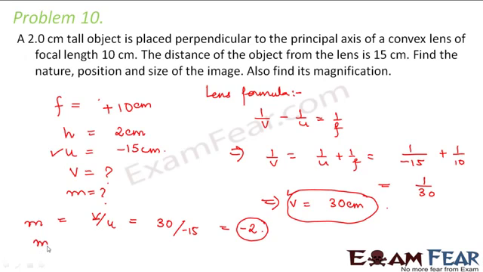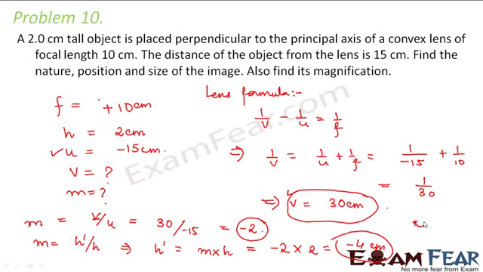Now using this we can find out the height of the image. So height of the image h dash becomes equal to magnification into height of the object. That is equal to minus 2 into 2 centimeters, that is minus 4 centimeters. So the size of the image is 4 centimeters and the nature of the image is real and inverted. So what kind of image is formed? Real, inverted, enlarged, and the location of the image is 30 centimeters from the optical center.